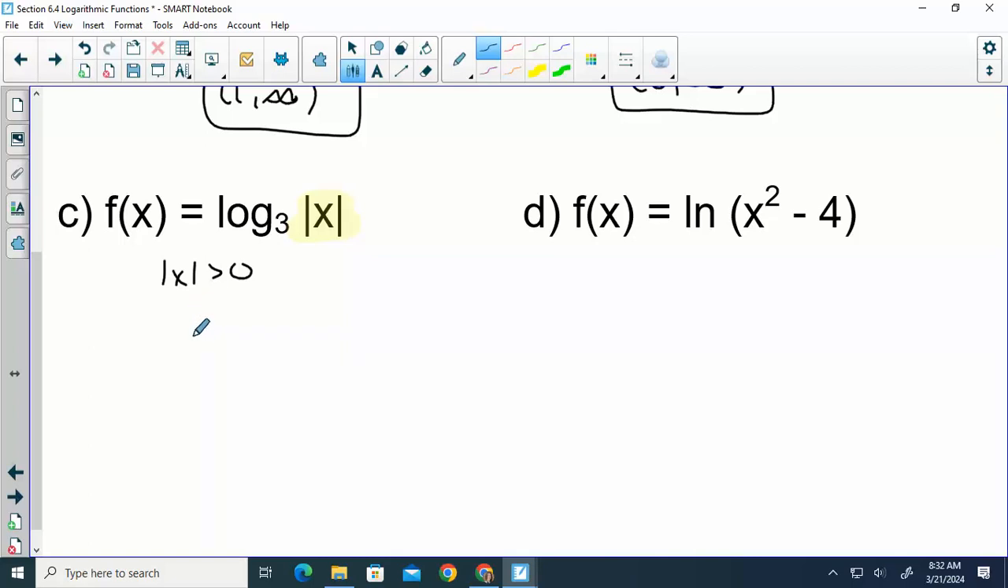It would have to be... Oh, wait. It's negative infinity to 0, union 0 to infinity. So when we did absolute value equations at the beginning of the year, we said greater than is an or statement. So it's x is greater than 0, or you flip the inequality and make it a negative, but that's the same. So x can be greater than 0 or x can be less than 0. The only thing x can't be is 0 itself. So it's negative infinity to 0, union 0 to infinity.